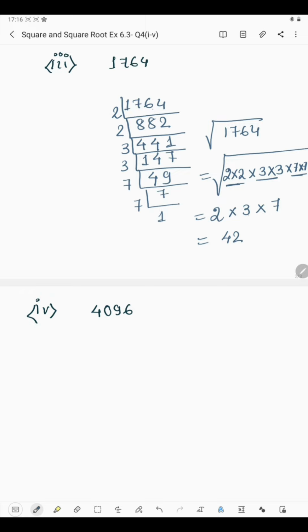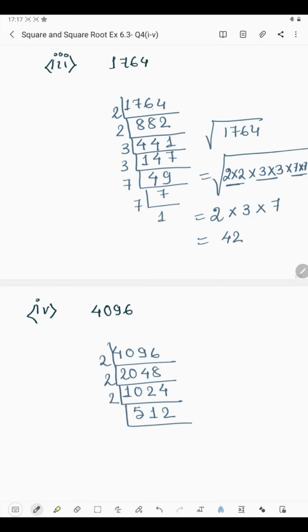Now in the next part we have 4096, in which the last digit is an even number. So it will be divisible by 2. So 2 2s are 4, 0, 2 4s are 8, 1, 2 8s are 16. So again 8 is an even number, so it will be divisible by 2. So 2 1s are 2, then 0, 2 2s are 4, 2 4s are 8. Again 4 is an even number, so it will be divisible by 2. 2 5s are 10, 2 1s are 2, 2 2s are 4.